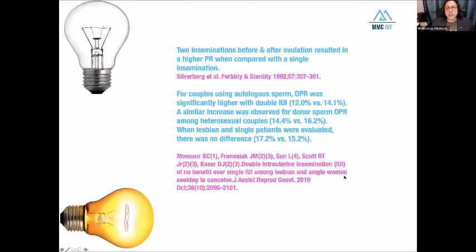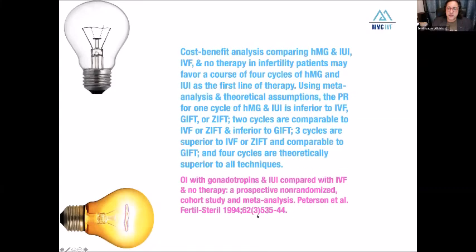Again, look at these two papers. One scientific paper is from 1992 and one is from 2019. But really, it has only reinforced what scientists found in 1992, that 2 inseminations before and after ovulation resulted in a higher pregnancy rate when compared with a single insemination. This is a paper from Vancouver from the time I was there as a visiting fellow. It's a wonderful take-home message.